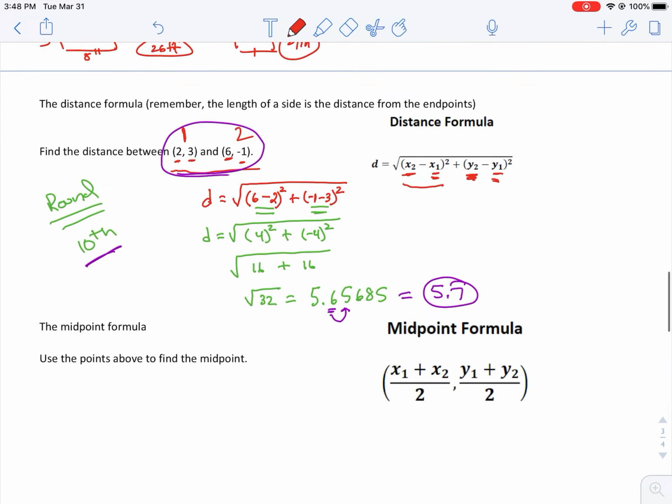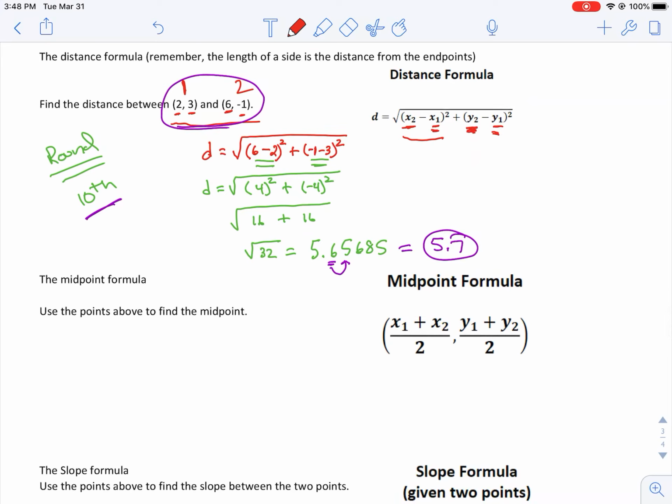And let's move down. We did distance formula. Now we're going to do the midpoint formula. So today is going to be midpoint formula, and we'll practice some distance formula again. So again, if you notice, we always have an x1, x2, y1, y2.